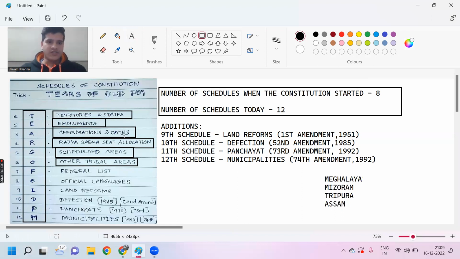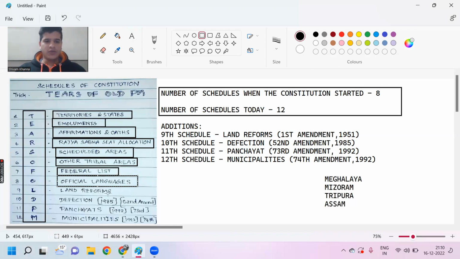Now, talking about the seventh schedule, it talks about the federal list. Here we talk about 3 lists: the union list, the state list, and the concurrent list. The eighth schedule talks about the official languages. When the Indian Constitution started in 1950, we had in total 14 languages, and today we have 22 languages. All these languages have been added over the years. So we read about all the languages which are the official languages of India.